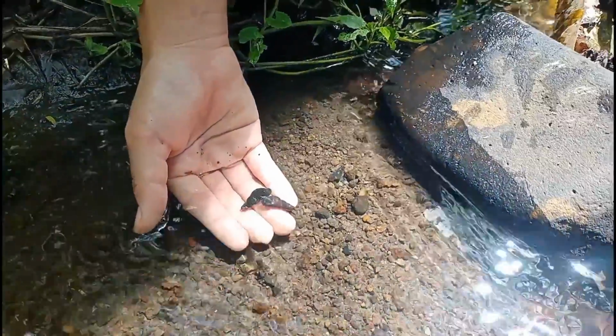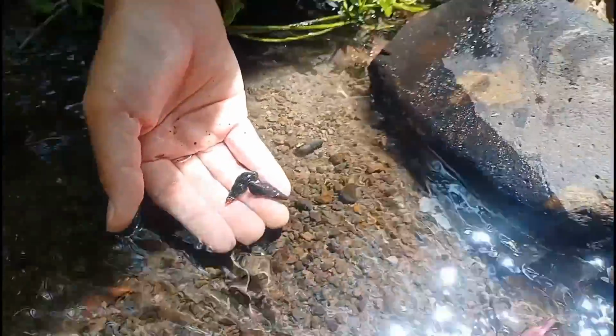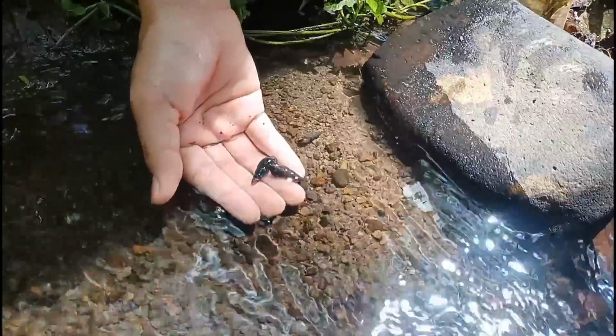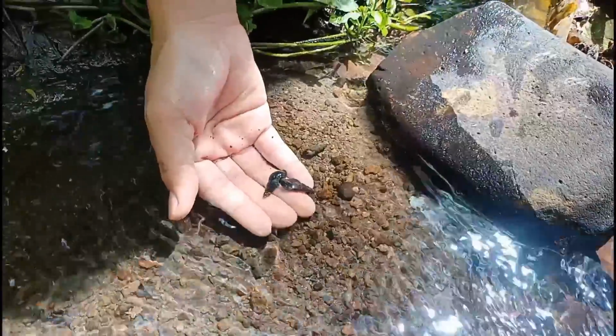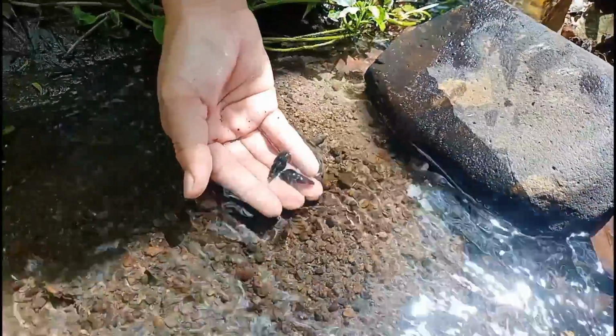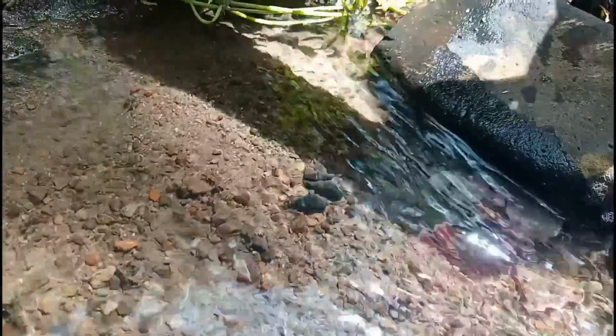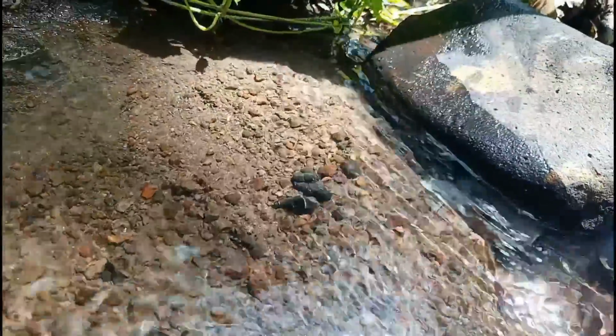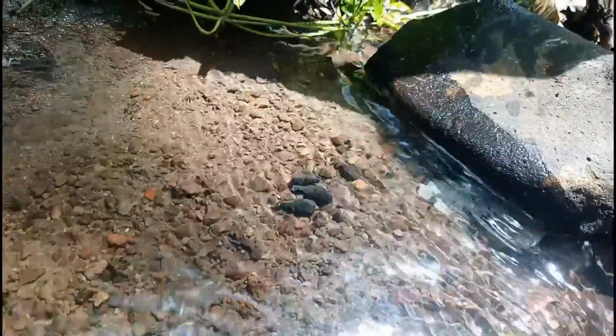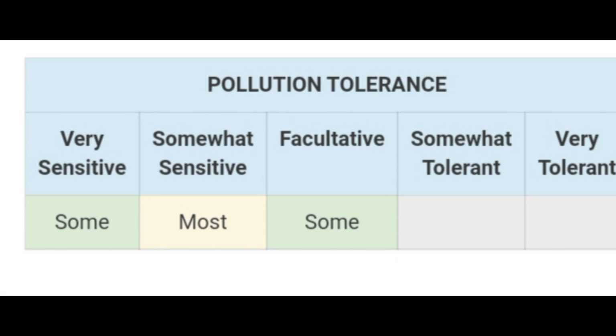Life history of snails. Most snails live for 2 to 5 years. Most have separate genders, lay eggs in spring, and breathe using a gill located inside the shell. Most scrape algae off underwater surfaces. A few shred and consume living plants or detritus. A few filter feed using a modified gill. Pollution tolerance of snails: some very sensitive, most somewhat sensitive, and some facultative.